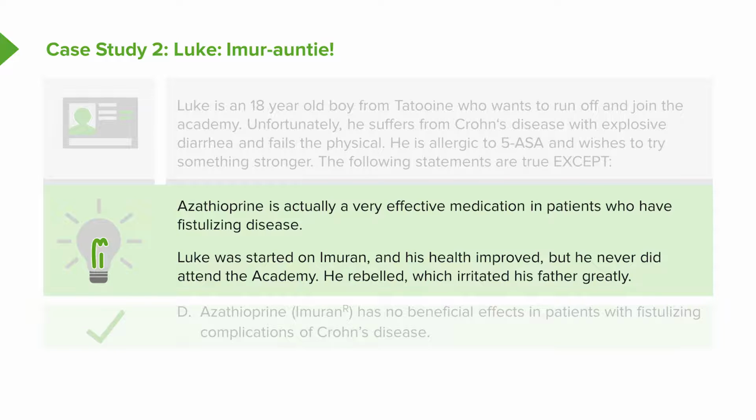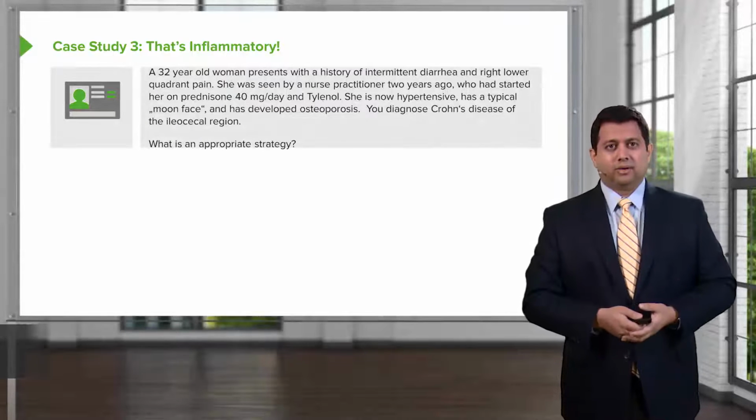And for your own information, Luke was started on Imuran and his health improved, but he never did attend the academy. He ended up rebelling and caused his father great irritation. Let's move on to another question.